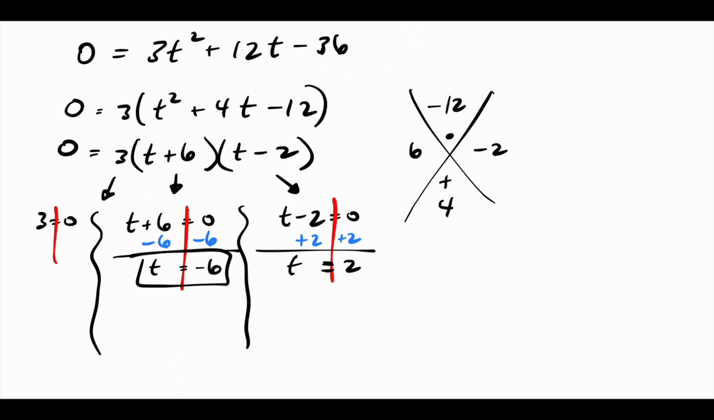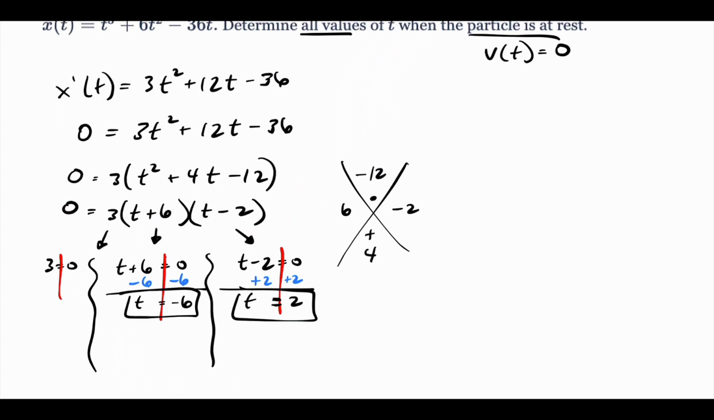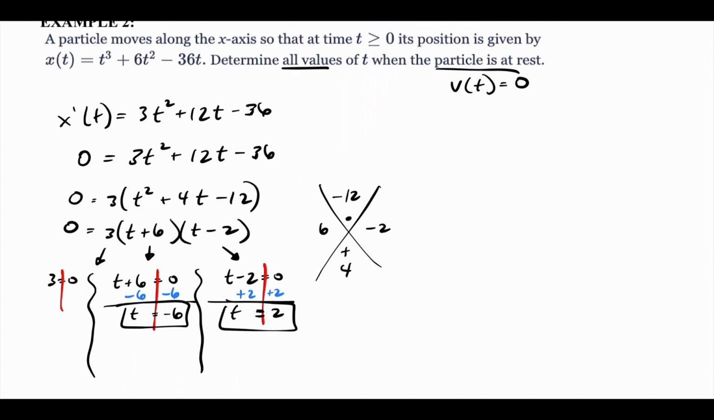So the first one, 3 equals 0, that's not true. It doesn't have a t to solve for, so I can't get an answer from that one. Okay? So I get two answers, because it wants all the values of t when the particle is at rest. So t equals negative 6, and t equals 2. I put that answer in, and it says wrong.